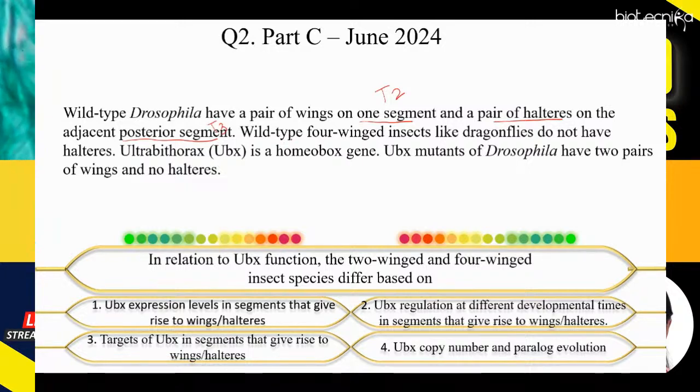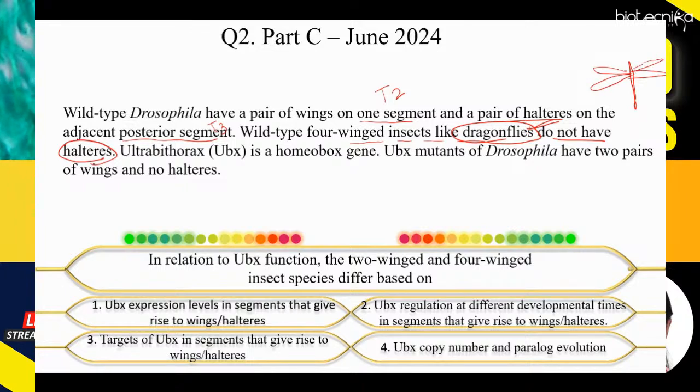Now, you know wild type 4-winged insects like dragonflies do not have halteres. If you take Drosophila, the small fruit fly, it has only one pair of wings. But dragonflies have 4 wings. You know, right? So why do they have 4 wings? That is based on this concept. Wild type dragonflies don't have haltere; instead, they have these wings. UBX is a homeobox gene. UBX mutants of Drosophila have 2 pairs of wings and no halteres.